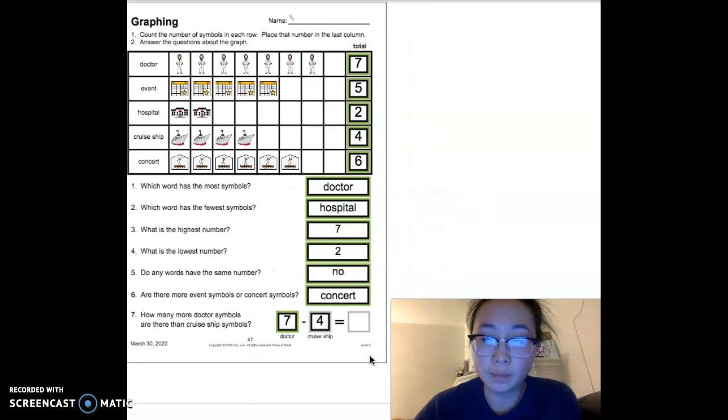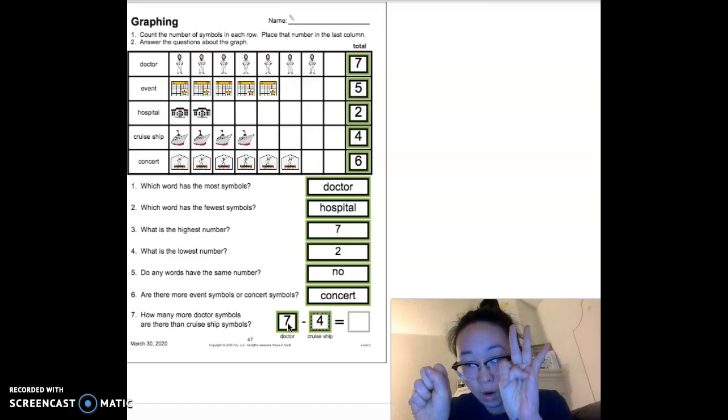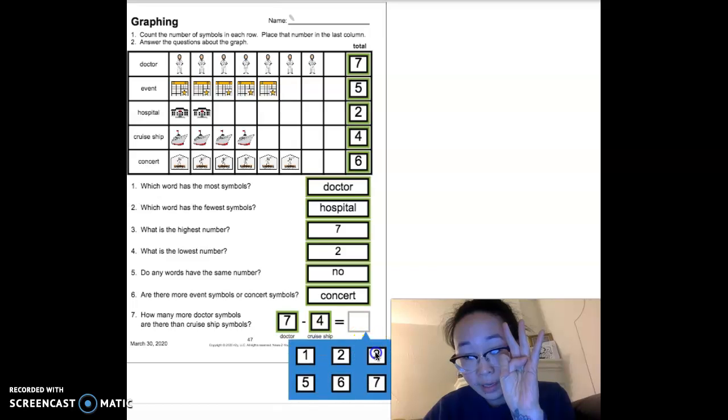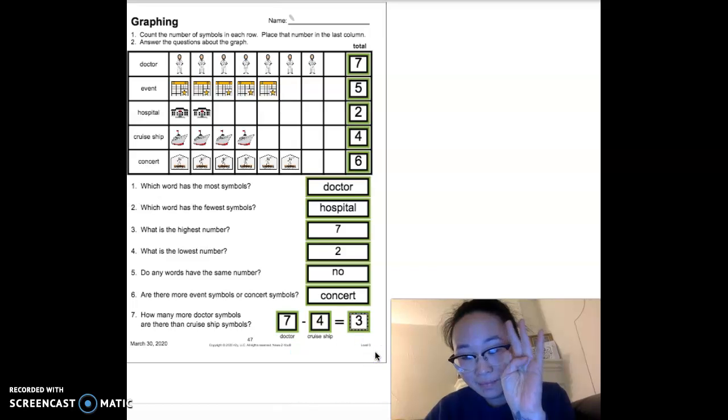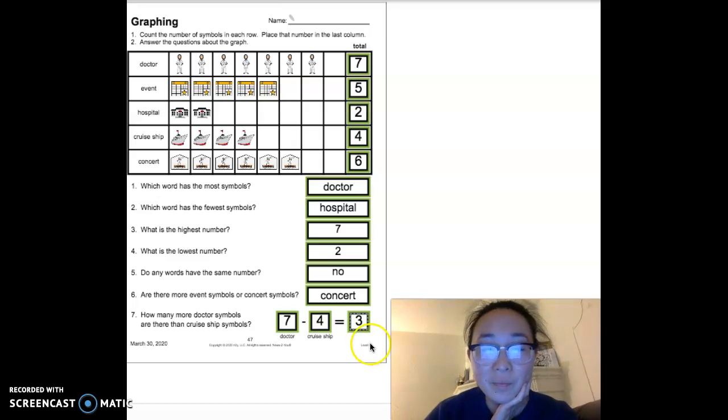Cruise ship has 4. So now we're going to do, what is 7 minus 4? 1, 2, 3, 4. We have 3. 7 minus 4 equals 3. Okay, and that's it.